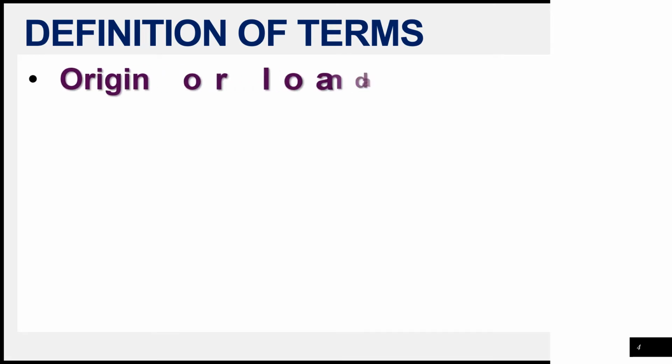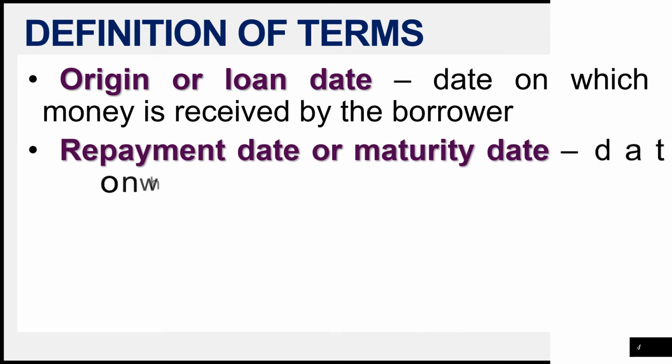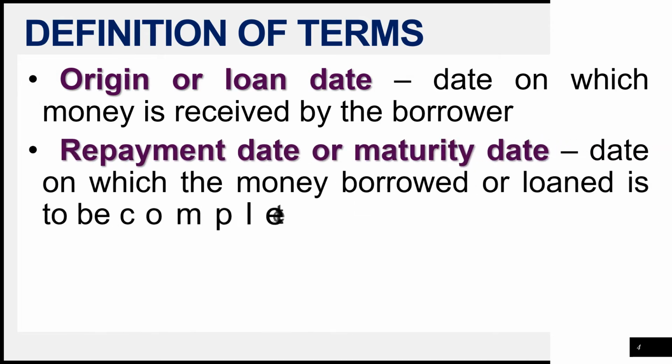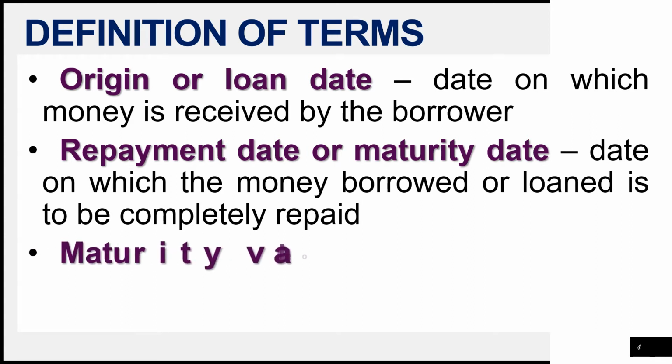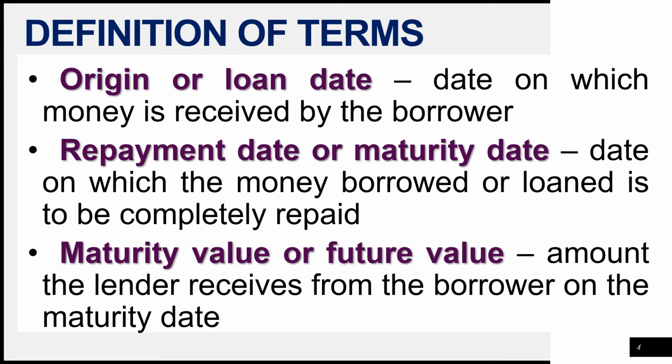We also have the origin or the loan date. This is the date on which money is received by the borrower. The repayment date or the maturity date is the date on which the money borrowed or loaned is to be completely repaid. And finally, we have the maturity value or the future value. This is the amount the lender receives from the borrower on the maturity date.